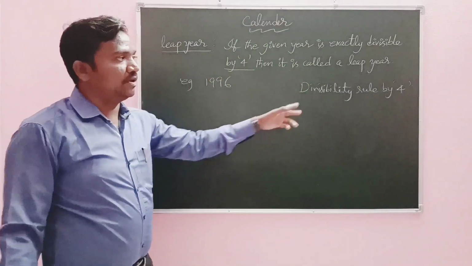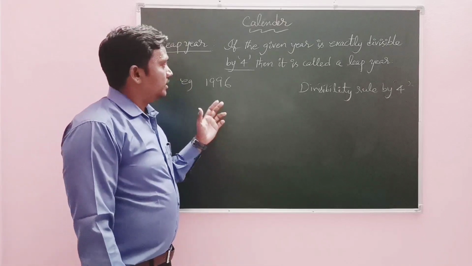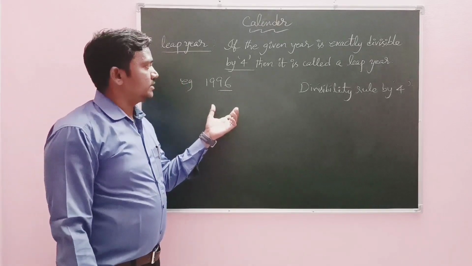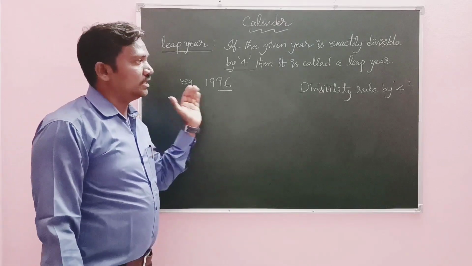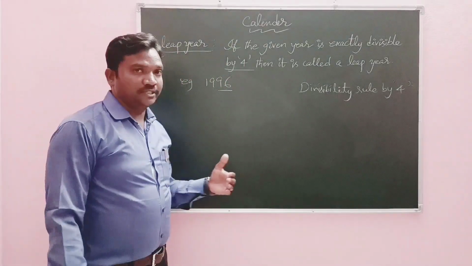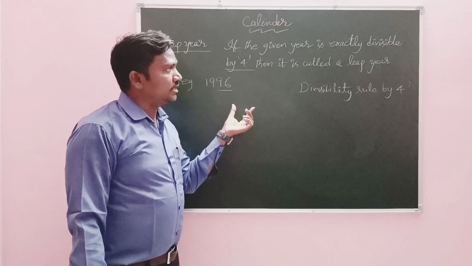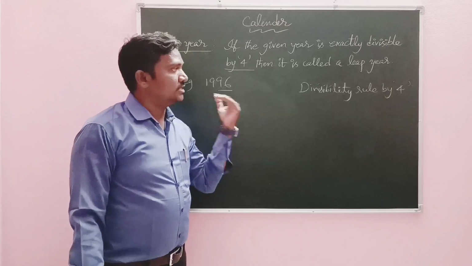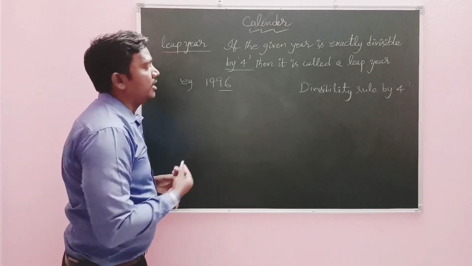What is the divisibility rule by 4? In a given number, if the last two digits are exactly divisible by 4, then the whole given number is also exactly divisible by 4. That is the divisibility rule by 4. I will tell you once again. In a given number, if the last two digits are exactly divisible by 4, then the whole number is also exactly divisible by 4. Now 96. Is 96 divisible by 4 or not? Let us check.